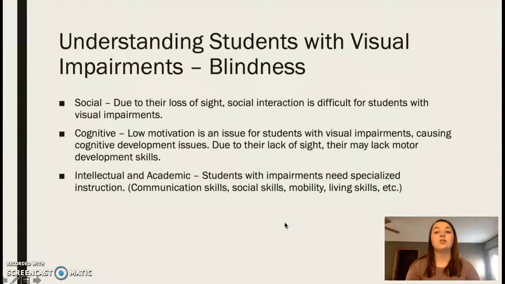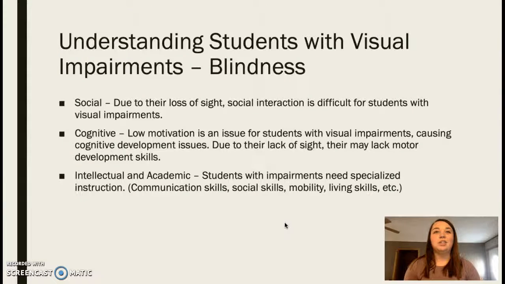Next, I'm going to talk about students with visual impairments. So this can be full blindness, partial blindness, or even just students that need a little bit more glasses than students that just don't need, like, really weak glasses, I should say.